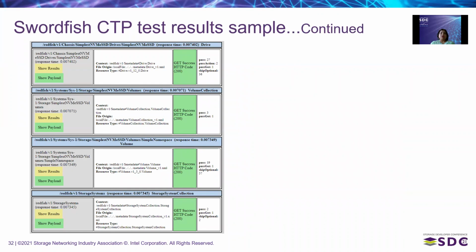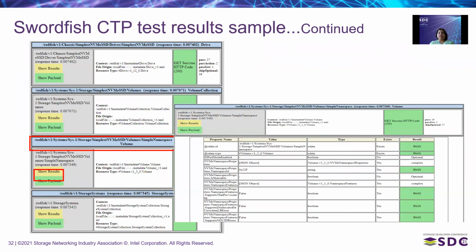So continuing more on the CTP results, CTP can show you details about resources as well. For example, we can see this namespace resource here, and all you have to do is click on show results, and we can see the details of this resource. It is showing us the list of all the properties that this NVMe namespace resource has, and it is showing the pass as green for the resource properties.